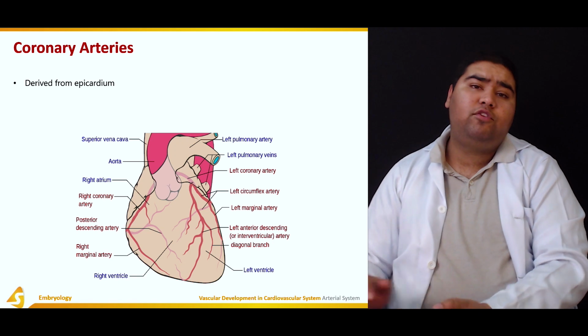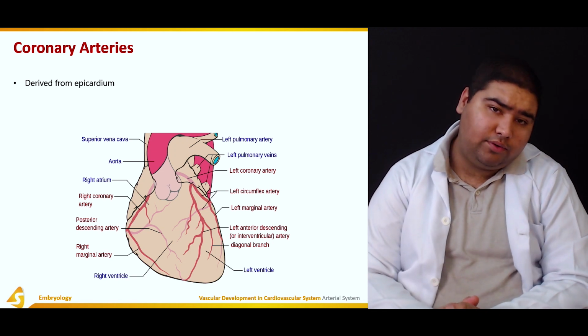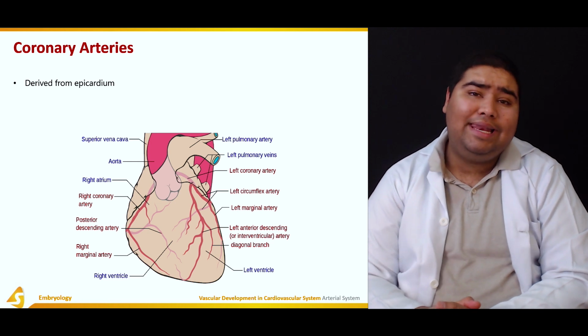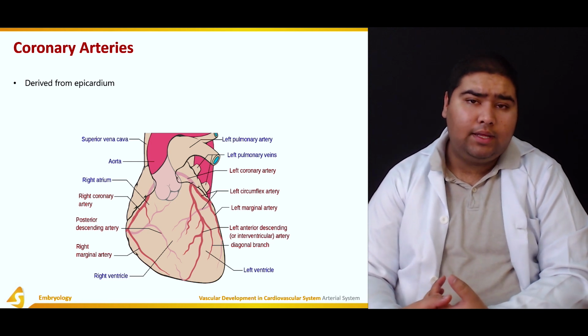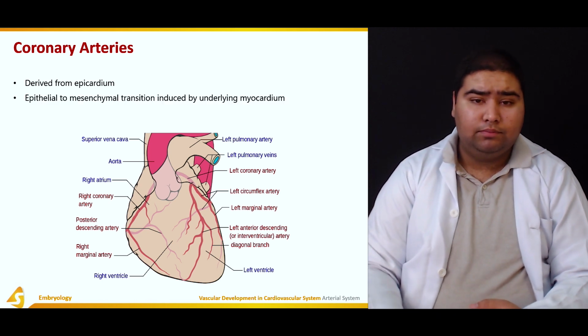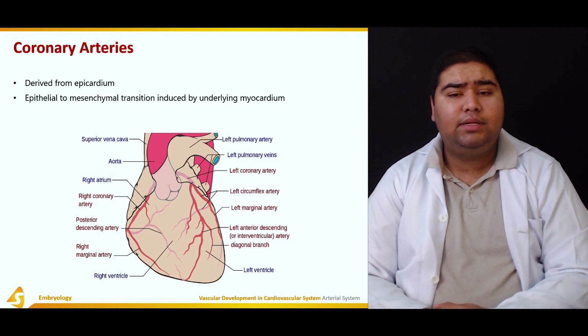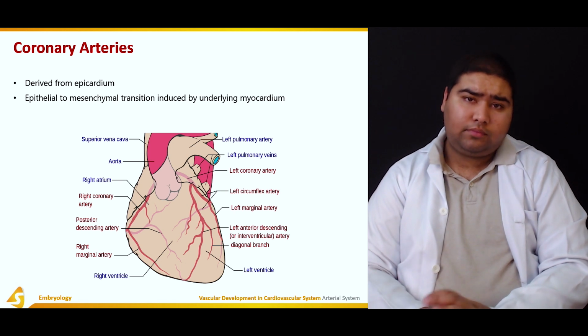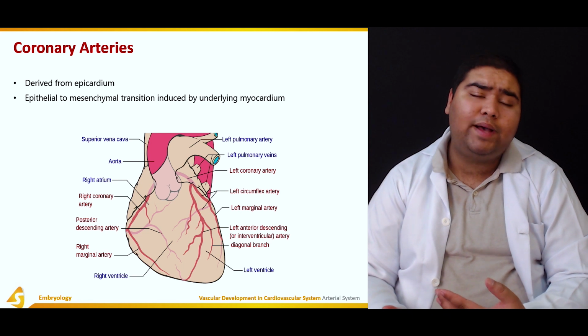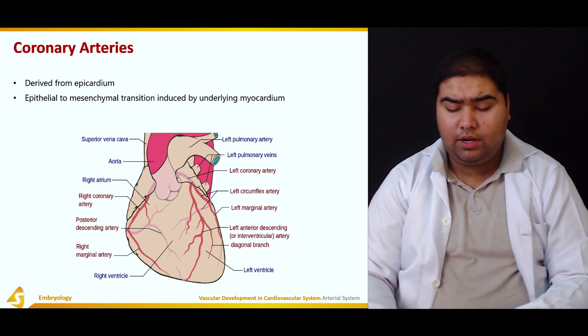They are derived from the epicardium. Importantly, they are derived from the epicardium, the outermost lining of the heart. The epicardium undergoes mesenchymal changes. Epithelial to mesenchymal transition is induced within the epicardium, and it is induced by the underlying myocardium.